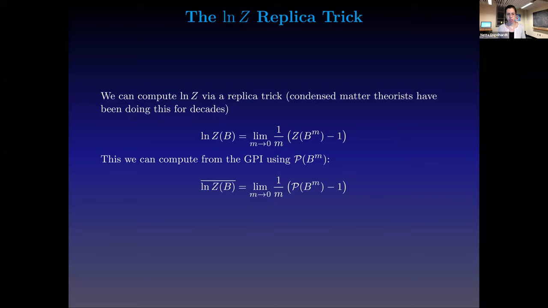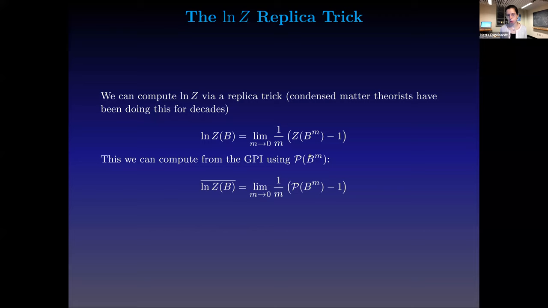I'm always going to use M for the replicas for log Z and N for the replicas for the von Neumann entropy. So here we have 1 over M, Z of B to the M minus 1. And so this Z of B to the M is something we can't compute from the gravitational path integral. And so we find that we actually can compute this averaged, or whatever it is the gravitational path integral is doing, log of Z from this replica trick.